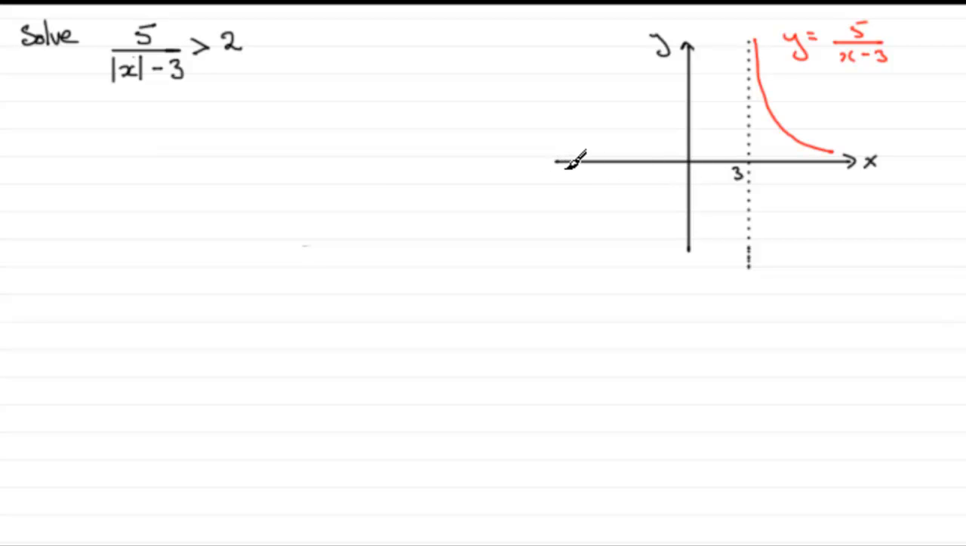But because I've got a mod sign in it, any negative values are going to replicate what you see on the right hand side of the y-axis. So our graph would have come up like so, crossed the y-axis when x was 0, but now we're going to get a reflection of the right hand side of the graph in the y-axis. So that means that there's going to be an asymptote at negative 3. So we'll just put that in there, that's at negative 3.